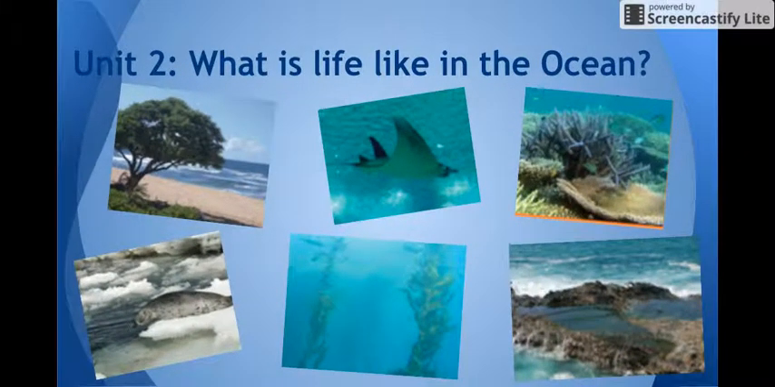The next is Unit 2, What is Life Like in the Ocean? Here, students learn about the diversity of habitats and organisms in the ocean. Through videos, photographs, and readings, students investigate a variety of ocean habitats, including coral reefs, Arctic waters, and rocky shores. They investigate differences in conditions between habitats to discover that some ocean habitats support more life than others.